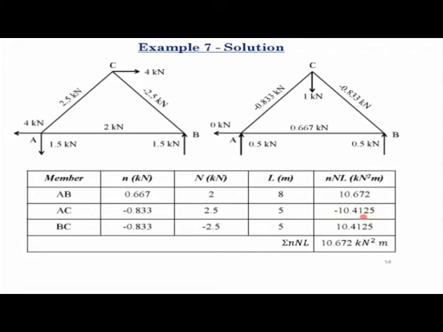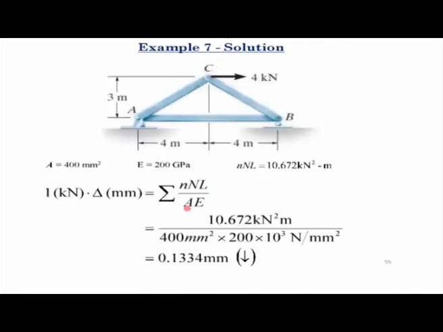So this is a very important thing to remember when you are using this method. The negative signs should not be ignored. So this is the summation of small n into L over into N into L. Now that has to be divided by AE for all the members. So A was given as 400 millimeters square, E was given as 200 GPa, which is 200 into 10 to the power 3 Newton per millimeter square.